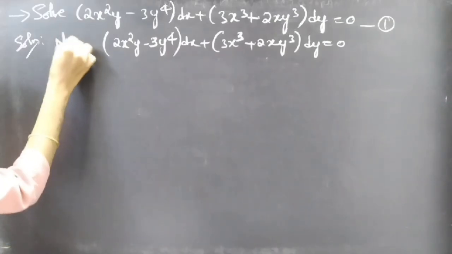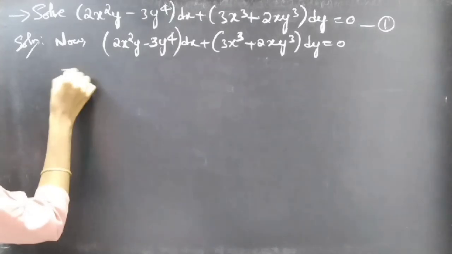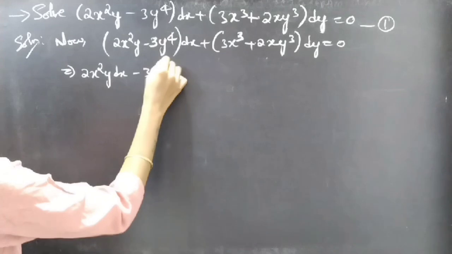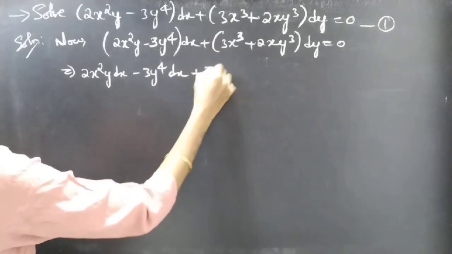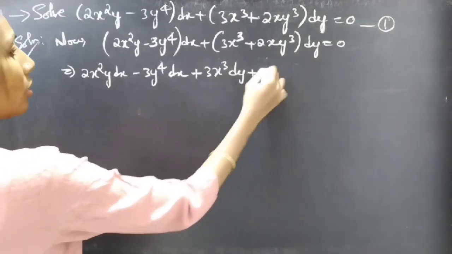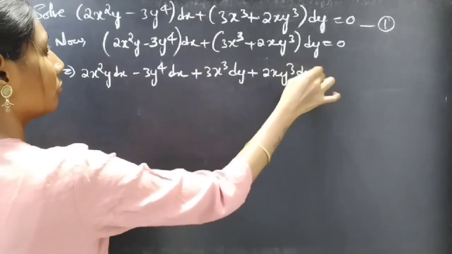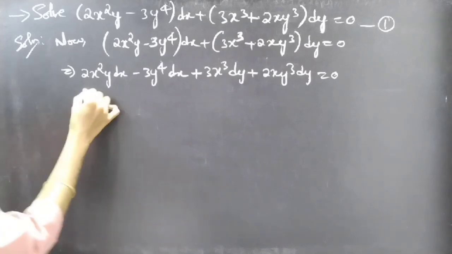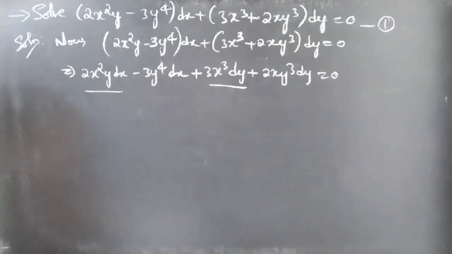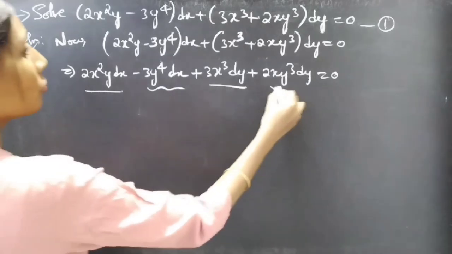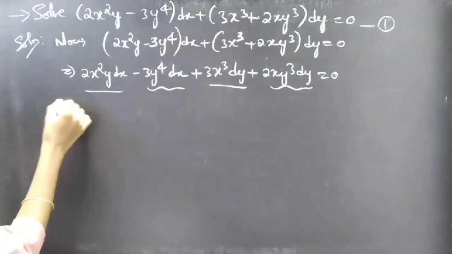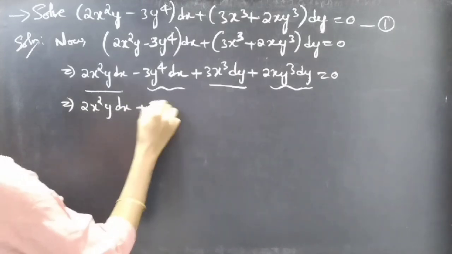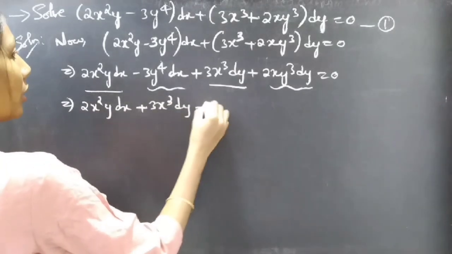Now we can write the given equation as 2x² y dx − 3y⁴ dx + 3x³ dy + 2xy³ dy = 0, right? And you can take x² common from the first term and the third term, and y³ common from the second term and the last term, right? So I'll write the first term and third term firstly. Now I'll write the remaining terms.